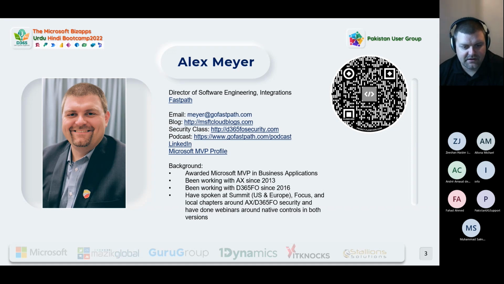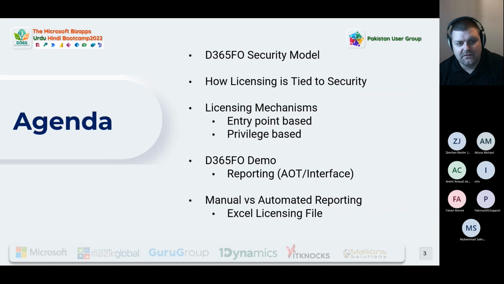So a quick agenda for today. What we're going to look at, one is we're going to be looking at the F&O security model. So looking at how security is actually done within F&O itself. We're then going to look at how licensing is tied to security, right? So how those two are intertwined and connected. We're going to look at the two different licensing mechanisms that are available within F&O, both the entry point based licensing and privilege based licensing.